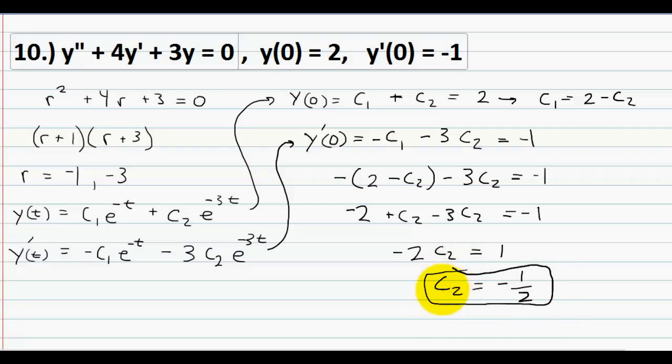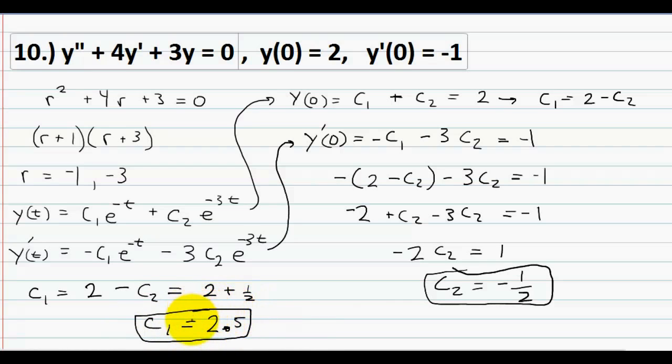Okay, and then I'm going to plug this c2 back into here in order to get c1. So I'm going to say c1, that's going to be equal to 2 minus c2. C2 is negative 1/2, so this is just going to be 2 plus 1/2. So I'm going to get c1 is equal to 2.5. Okay, so now we have c1 and c2.